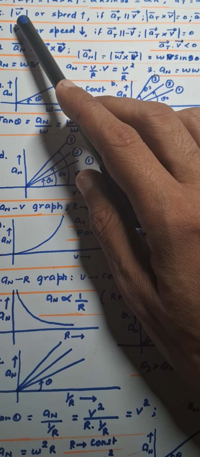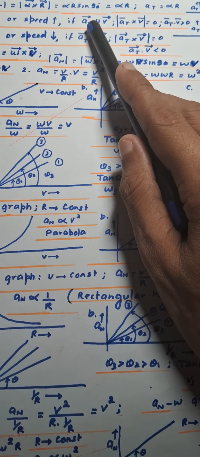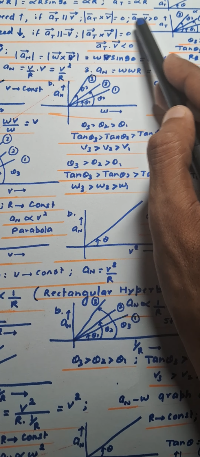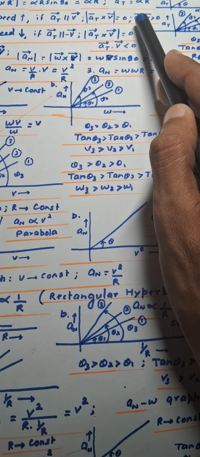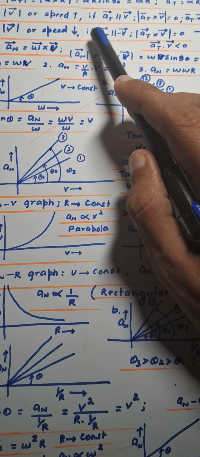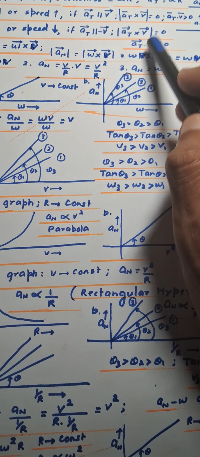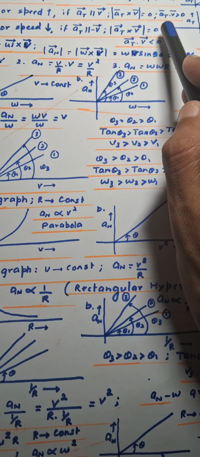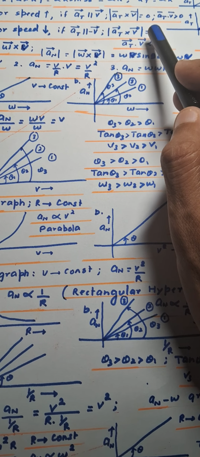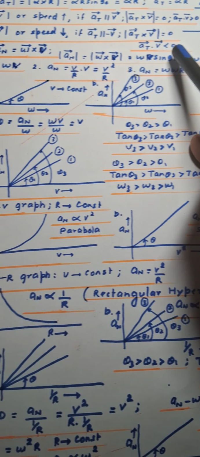Coming to the next point, the magnitude of velocity or speed increases if tangential acceleration is parallel to velocity. So if tangential acceleration is parallel to velocity, the cross product will be 0 because it involves a sine term, and the dot product will be positive as the angle between tangential acceleration and velocity is 0. In the next case, if speed decreases, then tangential acceleration will be parallel to minus v. Again here a_T cross v will be 0 because sin is also 0, but the dot product will be negative. So using both these tests, you can analyze whether velocity is parallel or anti-parallel to tangential acceleration, or whether speed will increase or decrease. This is the mathematical condition for increase and decrease in speed.